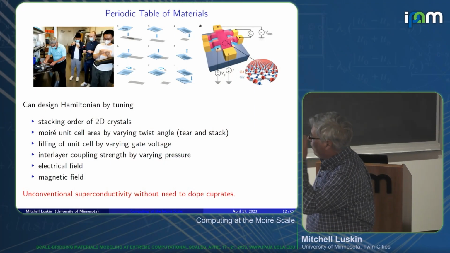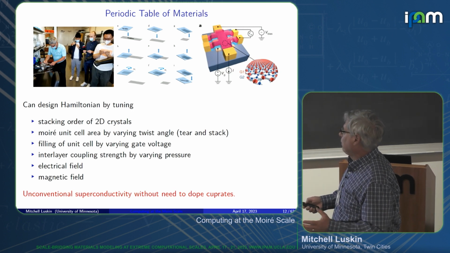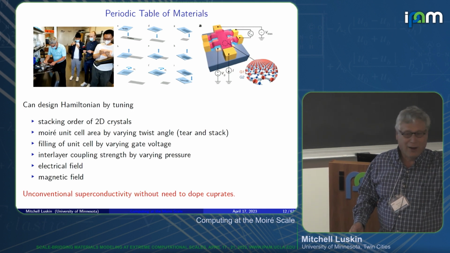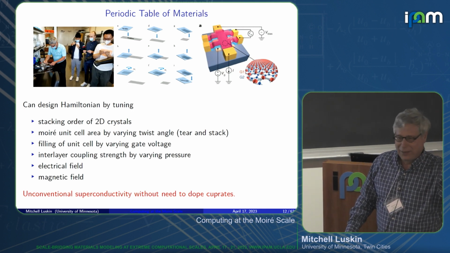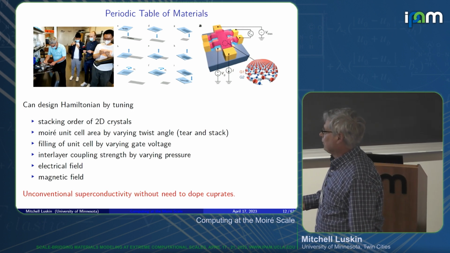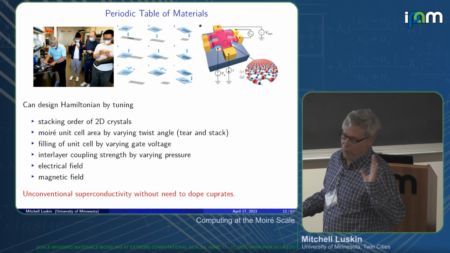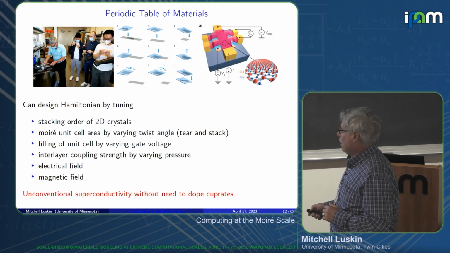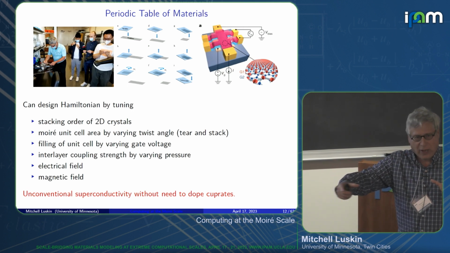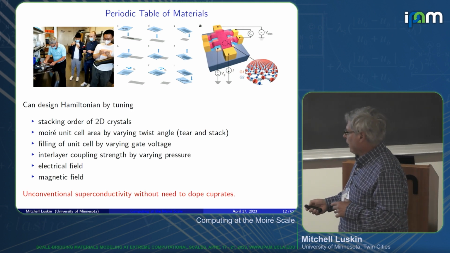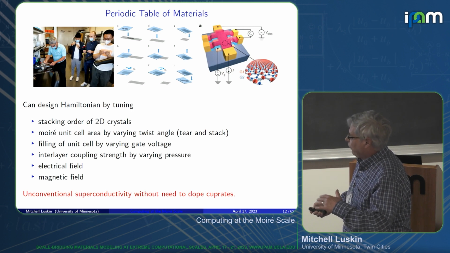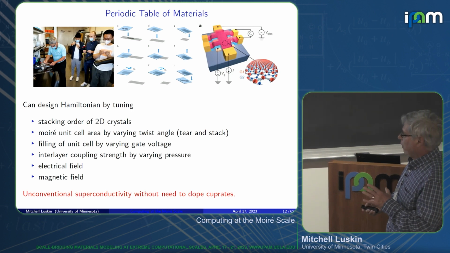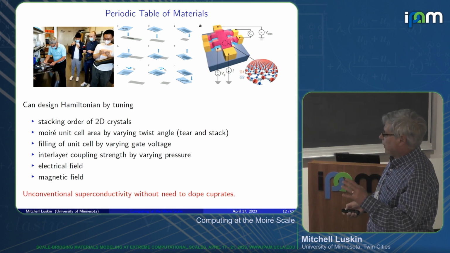Well, you have all these different options to create your Hamiltonian. There are like 1,000 different possible 2D materials people have gone through with their databases and machine learning, and there are thousands of possible 2D materials. Not all of them may be stable. Then you could stack them in different orders. You can create different sizes of the unit cell by varying the twist angle. You can fill up the cells by varying gate voltage. You could even play with interlayer coupling strength by varying pressure, electric field, magnetic field.